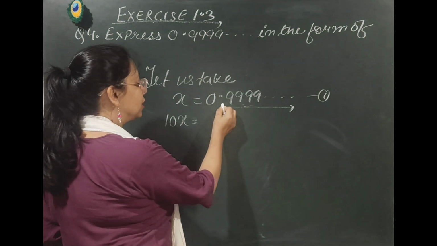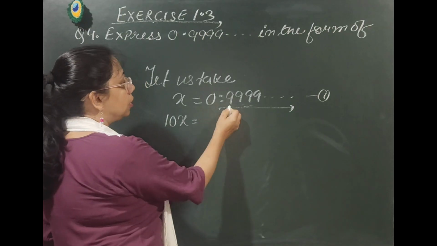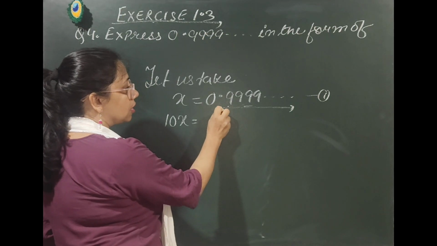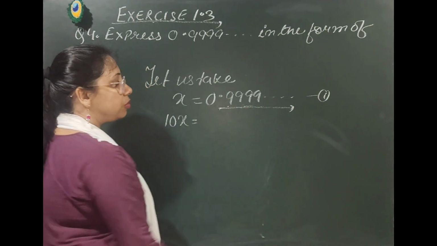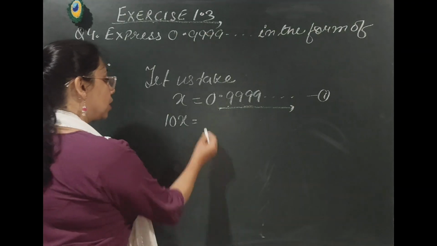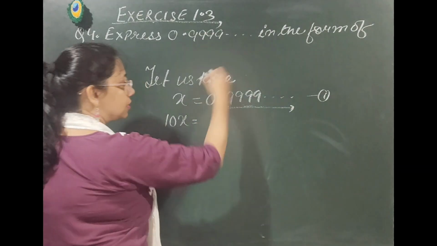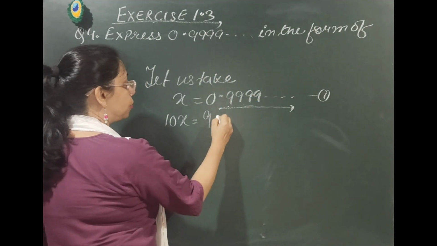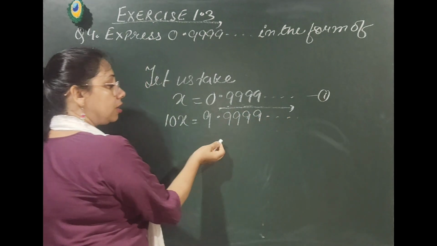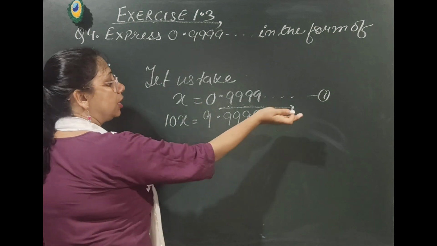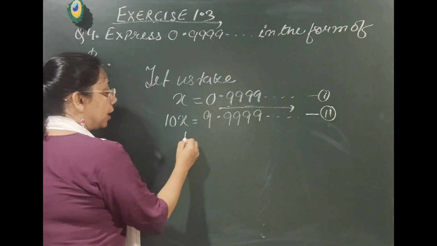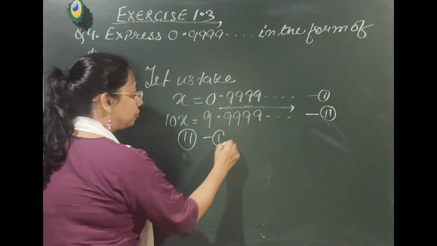Because you can see that after the decimal point there exists a single digit which repeats again and again. So if we multiply 10 with this number, we get 9.9999..., and again it is also a never ending number. Let us consider it as 2. Now let us subtract 1 from 2.